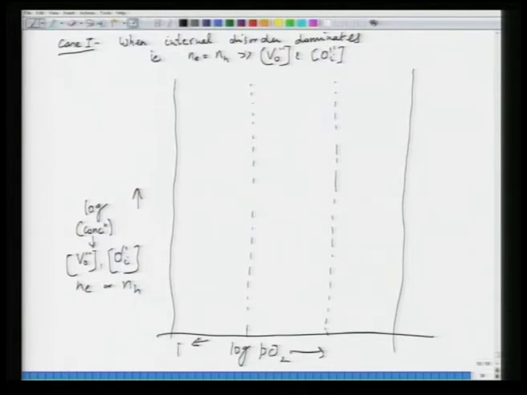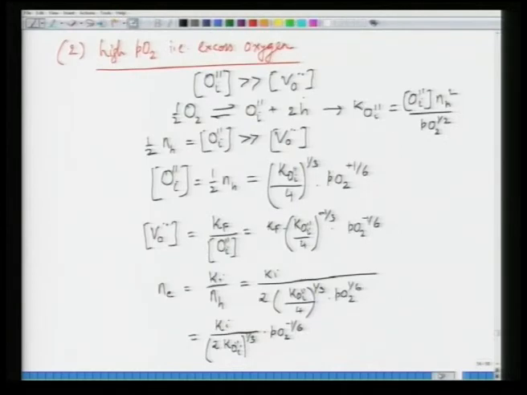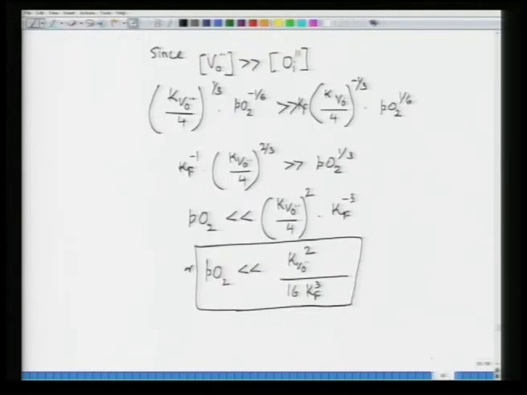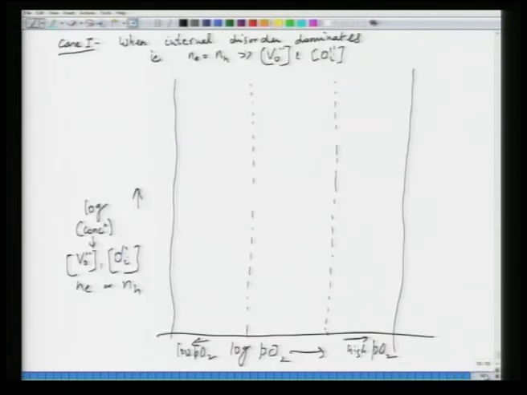So, this would be low PO2, this would be high, and this would be intermediate PO2. Okay. So, the conditions that we worked out were oxygen partial pressure. So, if I go to some earlier slides, this was the first condition, KVO divided by 60, KVO square divided by 16 KF cube. So, this boundary would be KVO square divided by 16 KF cube.